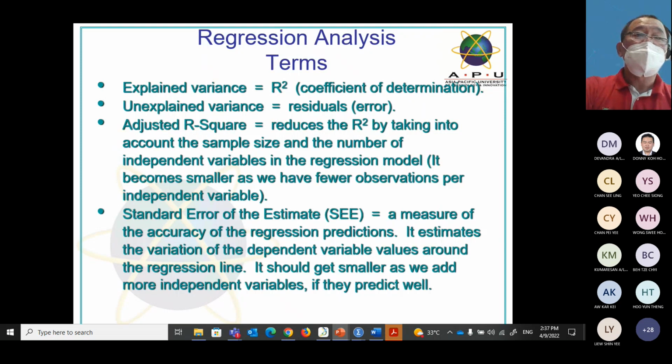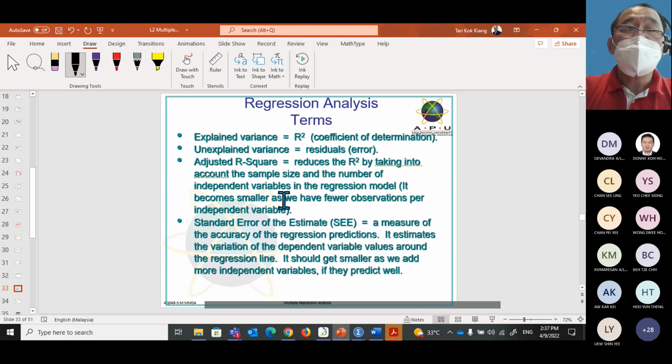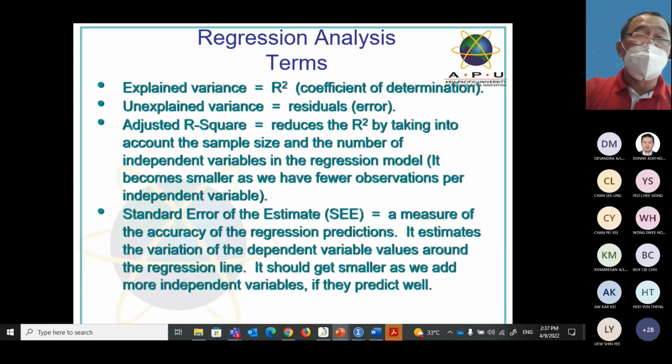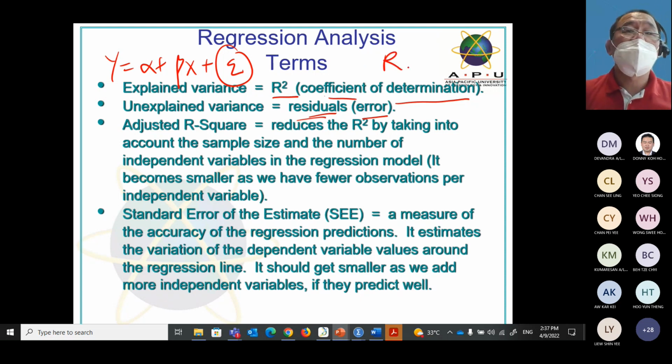Okay, so now we see some regression analysis terms. This one we discussed already. R square is officially the coefficient of determination. Unexplained variance is the residual or error. Refer to this term, the error term. Some textbooks call it residual, so it can also be R or E.